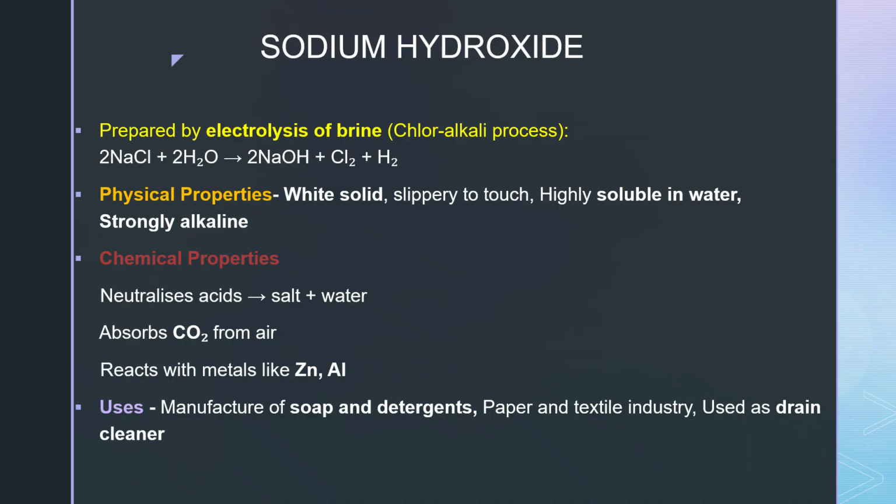Okay, now next is our sodium hydroxide. Sodium hydroxide is prepared by the electrolysis of brine, and I hope you all know the meaning of brine. Brine means when NaCl is mixed with water, the solution is called brine. And just because in this process we have got an alkali and chlorine together, this process is known as the chlor-alkali process, right? In this, NaCl mixed with water gives NaOH, chlorine and hydrogen gas.